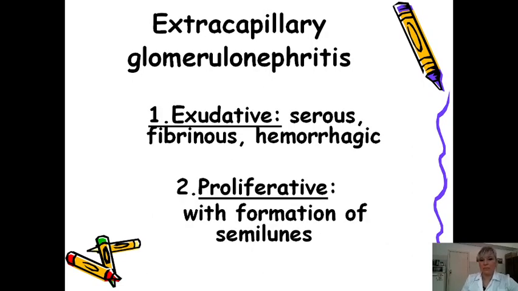Extracapillary glomerulonephritis can be exudative and proliferative types too. Exudative: serous, fibrinous, and hemorrhagic, non-purulent, we told about this nature, and proliferative with formation of semilunes, proliferation of cells in the basal membrane.